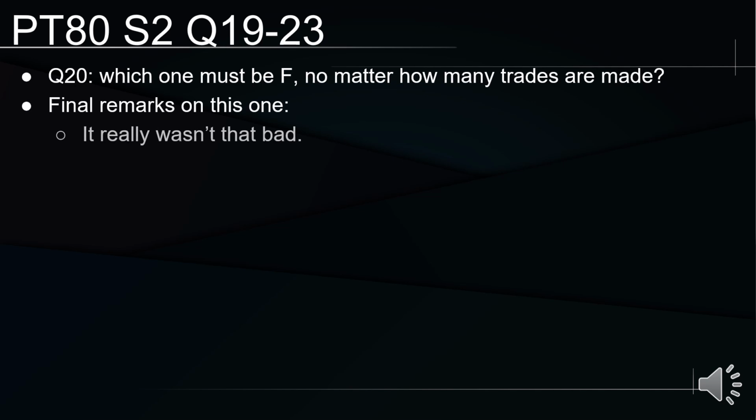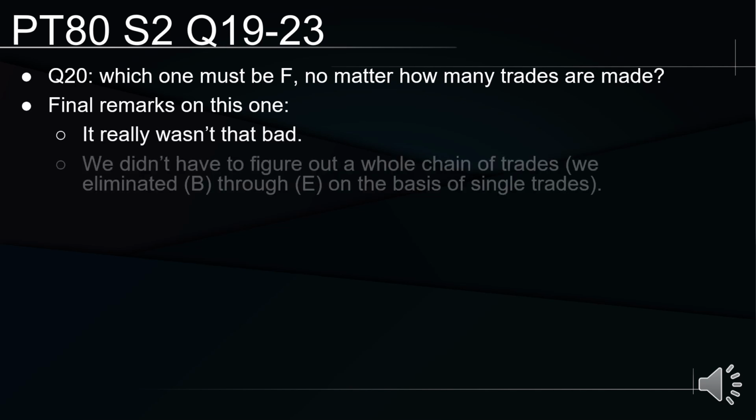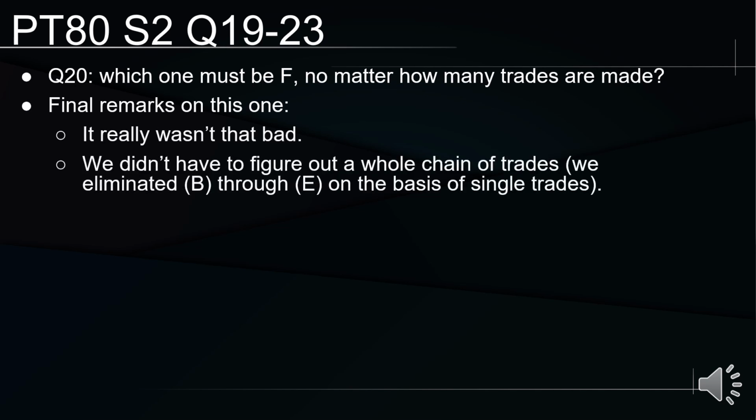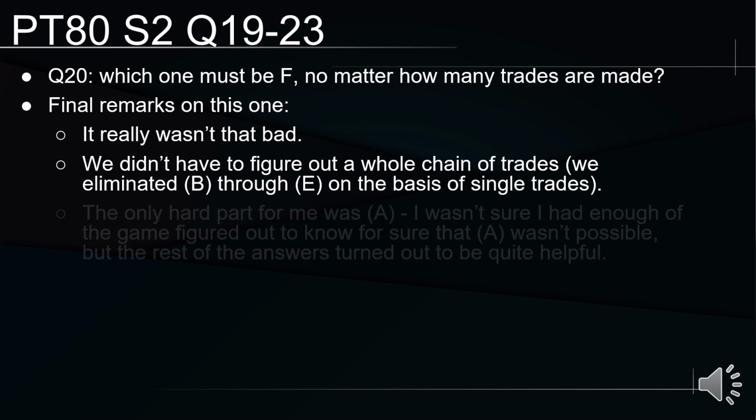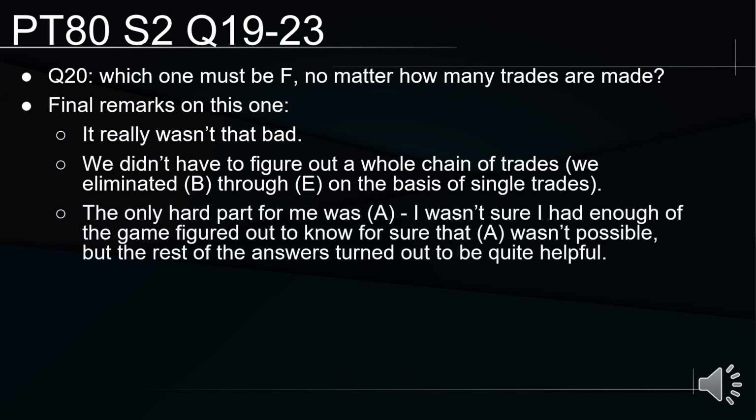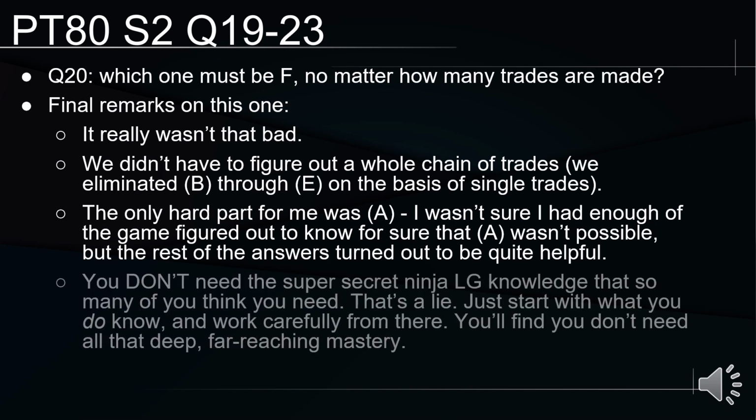So just some final remarks. It really wasn't that bad. We didn't have to figure out a whole chain of trades as the question might have suggested. We eliminated B through E on the basis of things that were possible within a single trade. The only hard part for me was actually A. I wasn't sure I had enough of the game figured out to know for sure that A wasn't possible. But the rest of the answers turned out to be quite helpful. They were all very easily eliminable based on, like we just said, single trades.